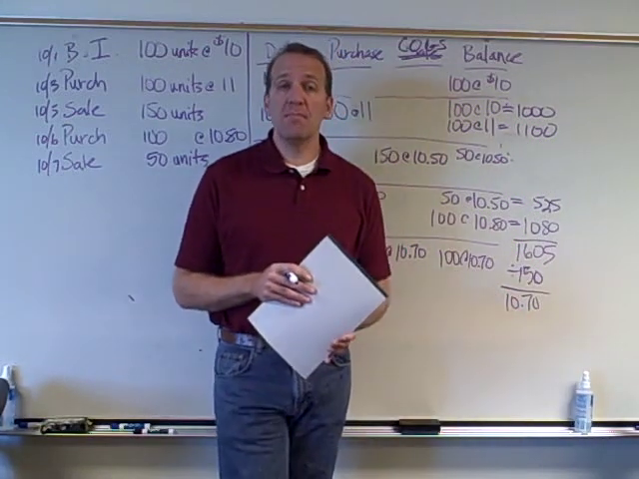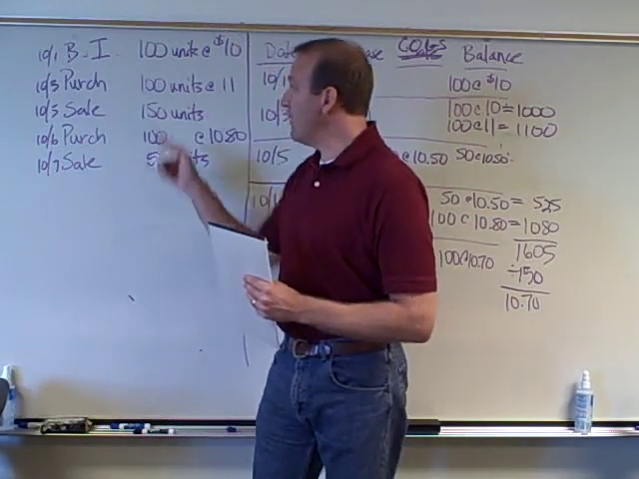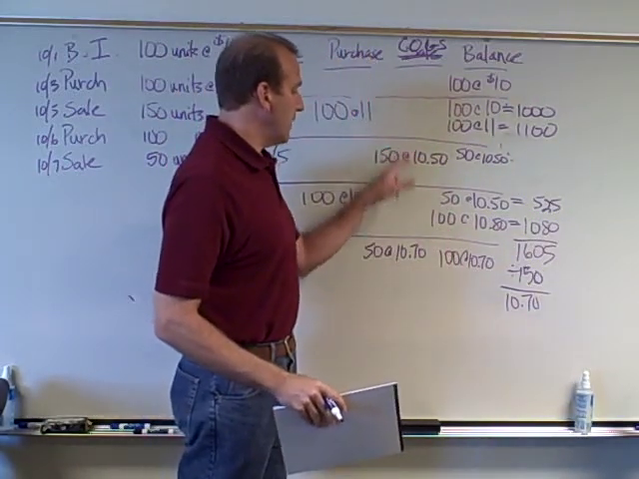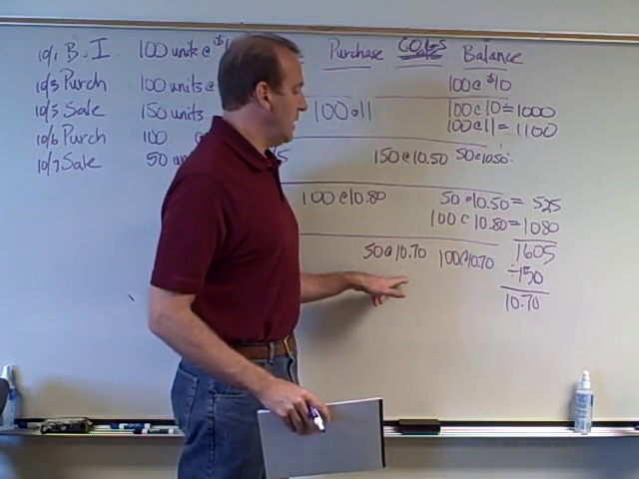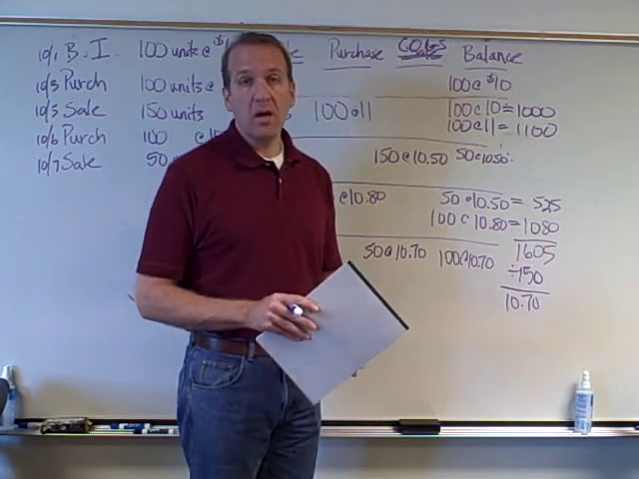We've discussed all three methods, FIFO, LIFO, weighted average. We've used the same information for all three methods, but you see that we've come up with different cost of goods sold in each calculation, and we've come up with different ending inventory balances depending on which method we used.